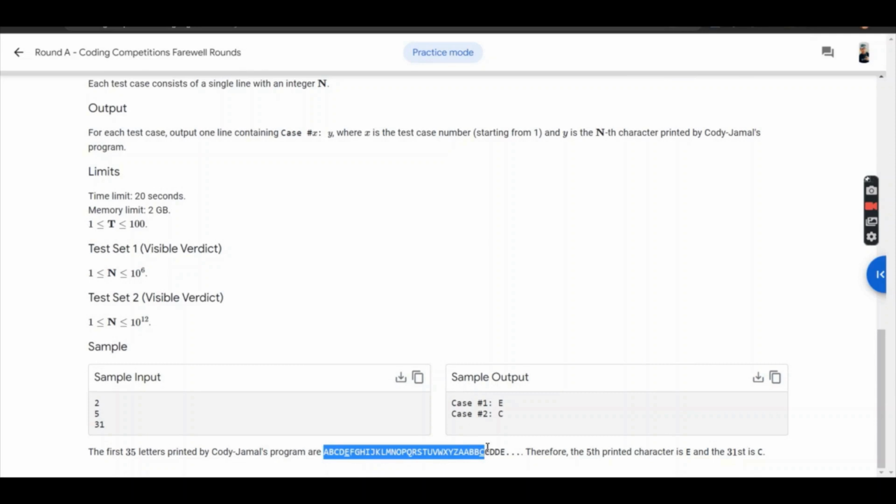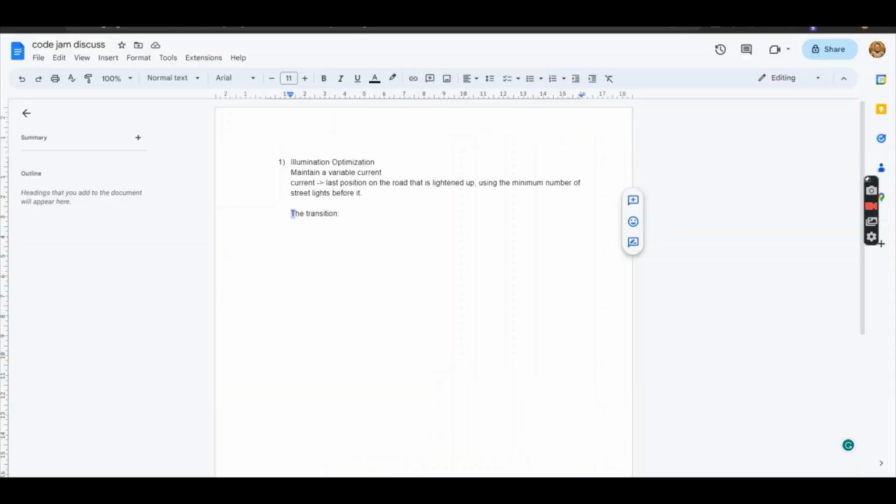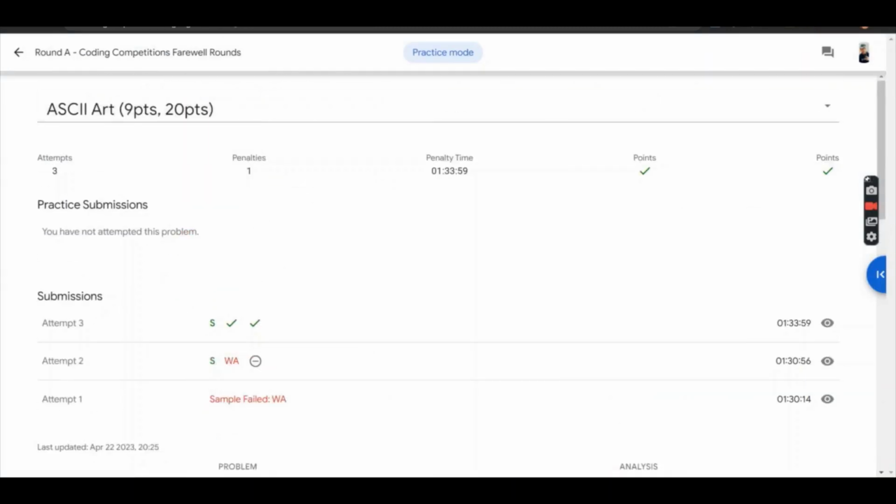So let's take this example. Let's move into the doc and discuss this problem. What is the name of this problem? This is ASCII Art.